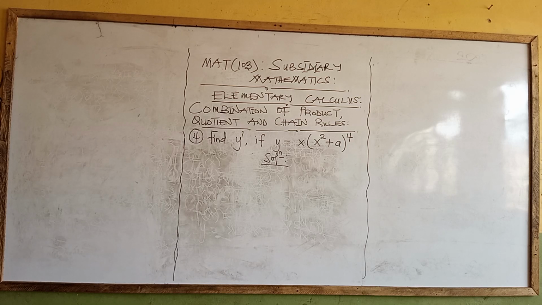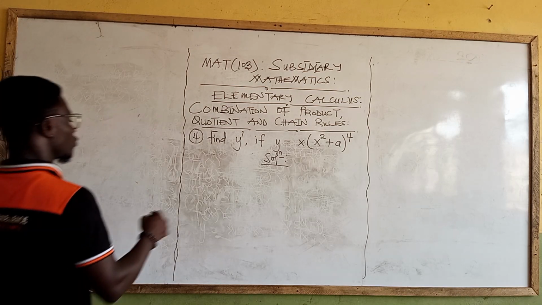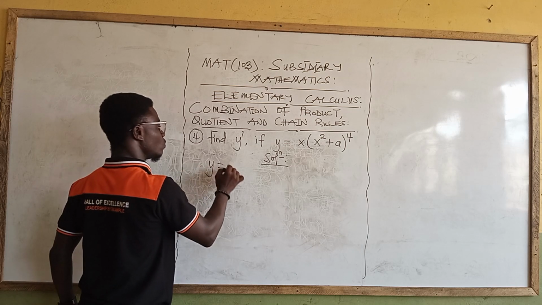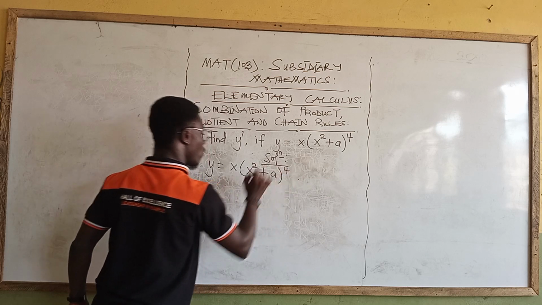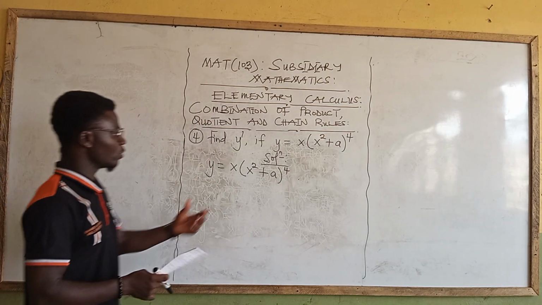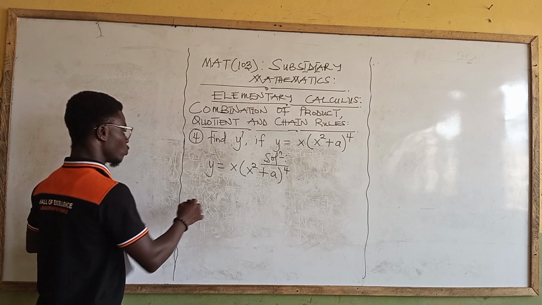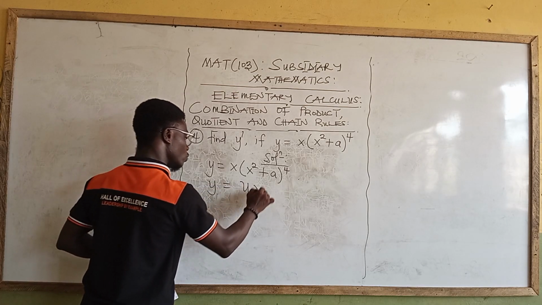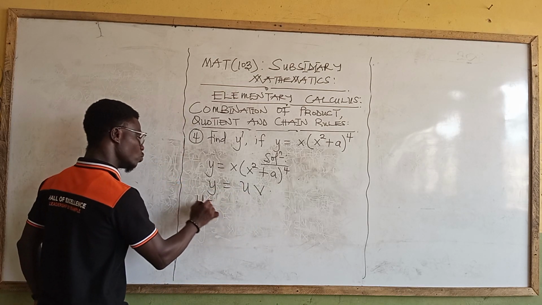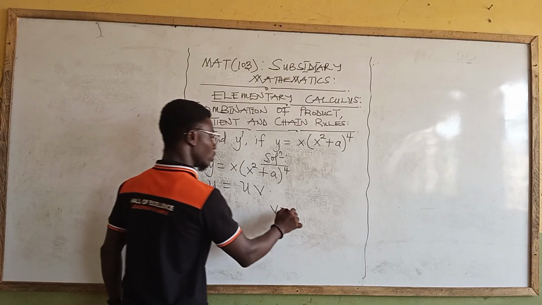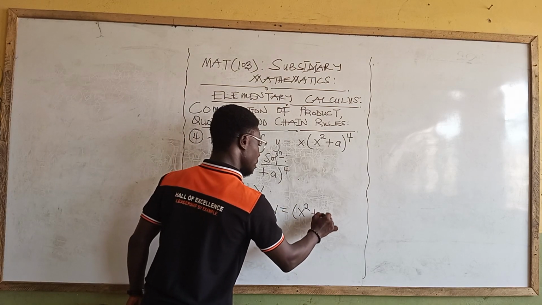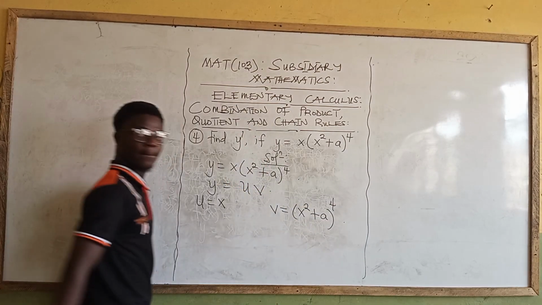Alright, so let's see. Find y prime if y equals x multiplying (x squared plus a) to the power 4. So I have my y, which must be equal to x times (x squared plus a) to the power 4. Right. So this one we can use our product rule. Our product rule: y is equal to u v. So we can get our u, which must be equal to x, then our v, which must be equal to (x squared plus a) to the power 4.